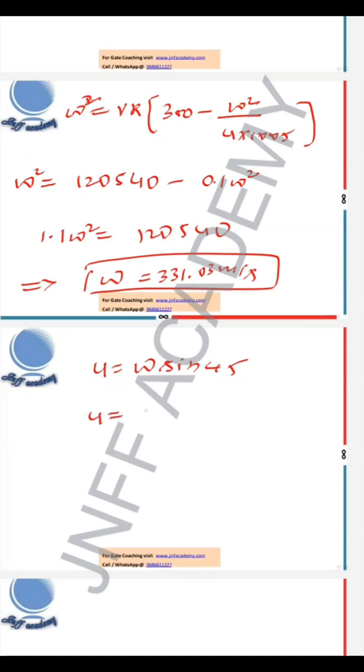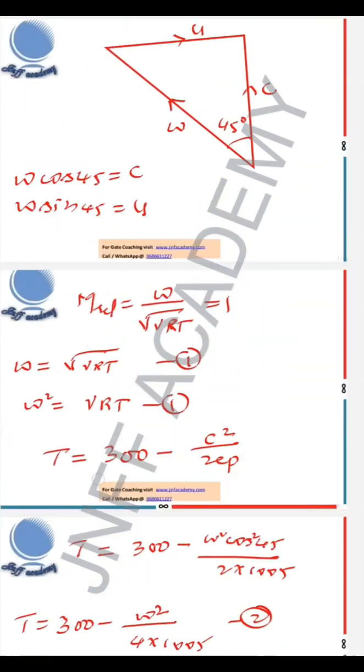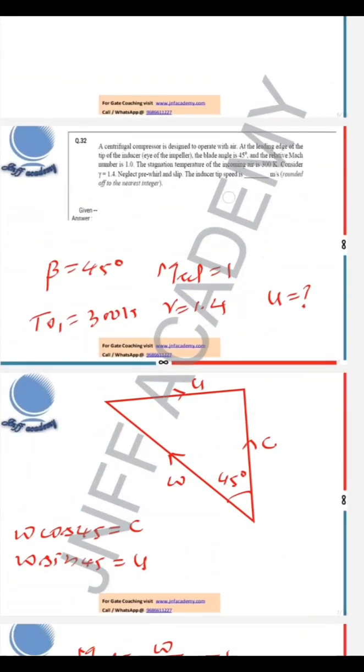But what we want is U, which is U equal to W sin 45. That is nothing but U is equal to 331.03 divided by root 2. So U we will get from here as 234 meter per second. This is the correct answer for this question. That is U is equal to 234 meter per second.